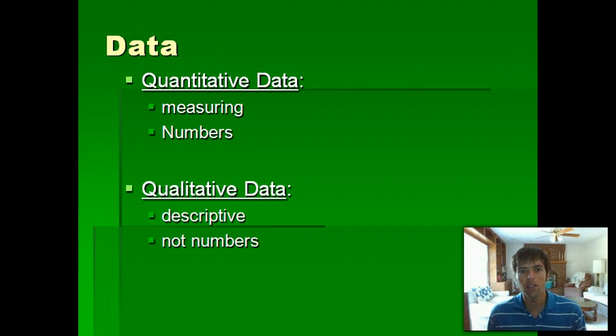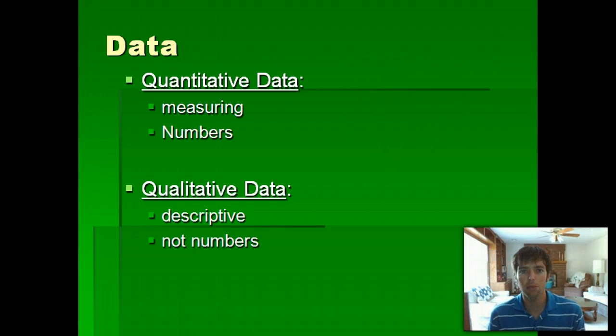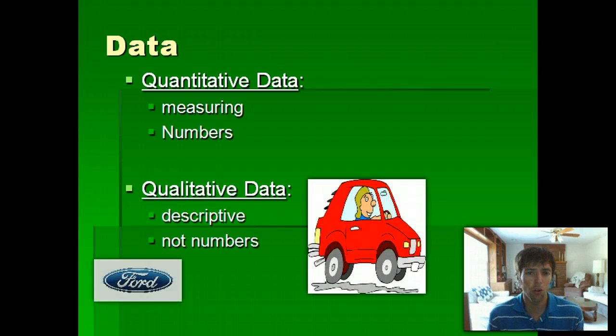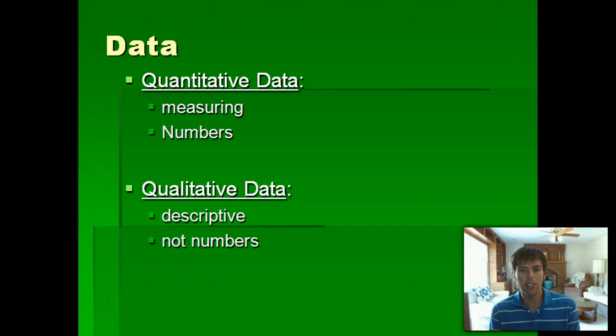Quantitative data is really data that has numbers in it. This is in comparison to qualitative data, which is data that does not have numbers and is merely descriptive. For example, if we're talking about time, time is full of numbers, so it would be quantitative data. But if we're doing an experiment on types of cars, Ford versus Chevrolet, well, there's no numbers there, so that's qualitative data. So remember, quantitative data is numbers, qualitative data is no numbers.